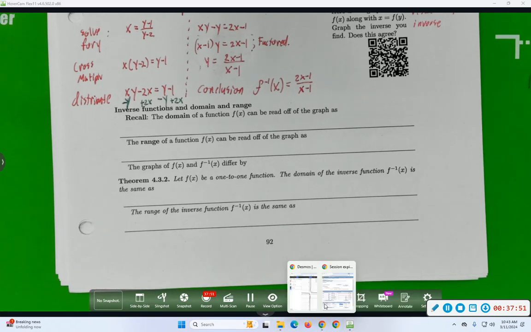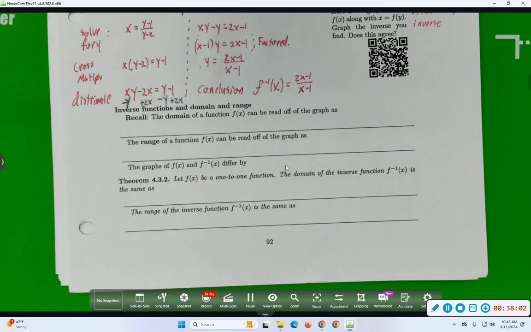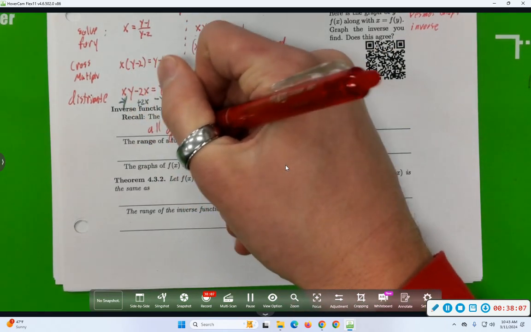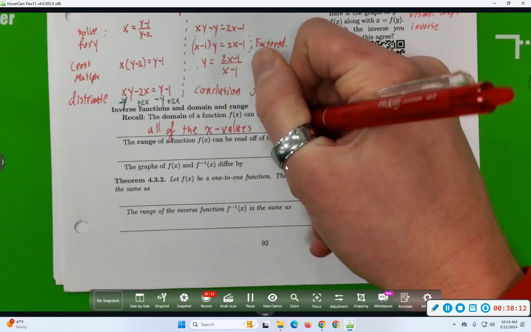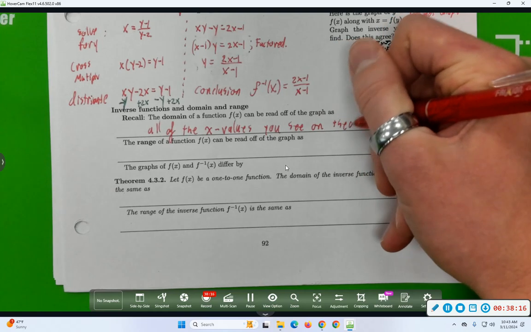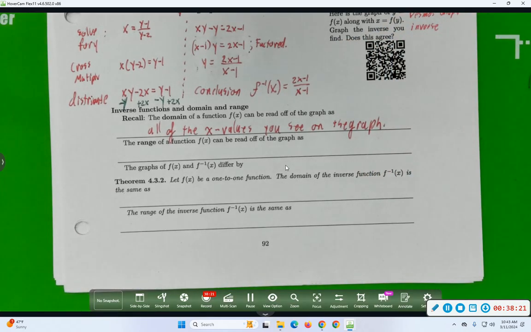Conceivably, maybe we'll even see that one. Like the domain of that function isn't x min to x max. It's negative infinity to where that vertical asymptote is. Domain of a function, just all the x values you see on a graph. What about the range of a function?